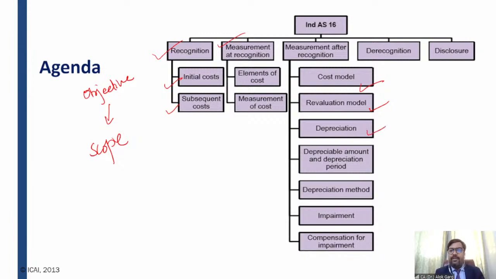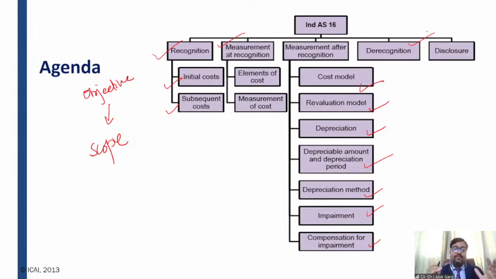Then we'll talk about depreciation. Then we'll talk about depreciable amount and depreciation period. We'll talk about depreciation method. We'll talk about impairment. We'll talk about compensation for impairment. And after that, we will talk about derecognition. So see the entire life cycle of a fixed asset, right?